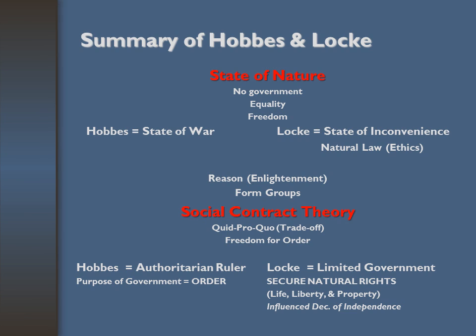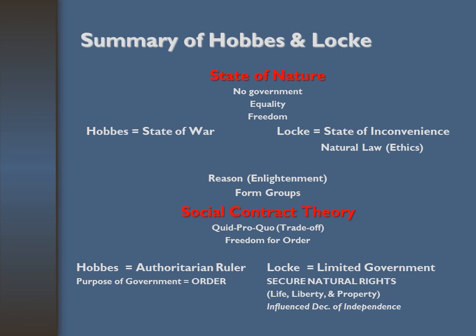And the way that we form government is through the social contract theory, also known as natural law theory, but we're going to use the term social contract theory. Remember, this involves a quid pro quo, a trade-off, some form of freedom for order. For Hobbes, he would have us contract with some form of authoritarian ruler, and the purpose of this authoritarian ruler would be to maintain and keep social order.